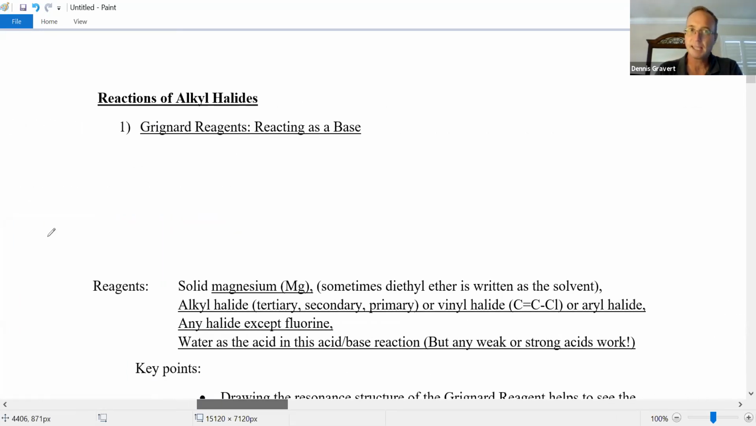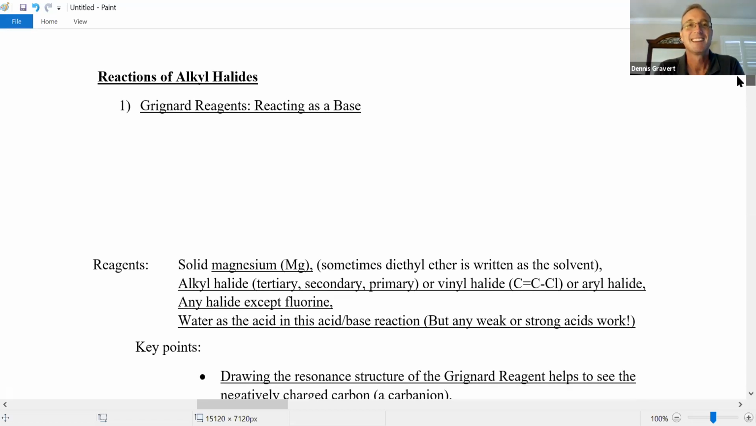Yay, we're done making alkyl halides. So we synthesize a bunch of alkyl halides. And now we're going to take those products and use them in another reaction. So let's take the alkyl halides we just made and do something with them, change them into other functional groups. Okay.